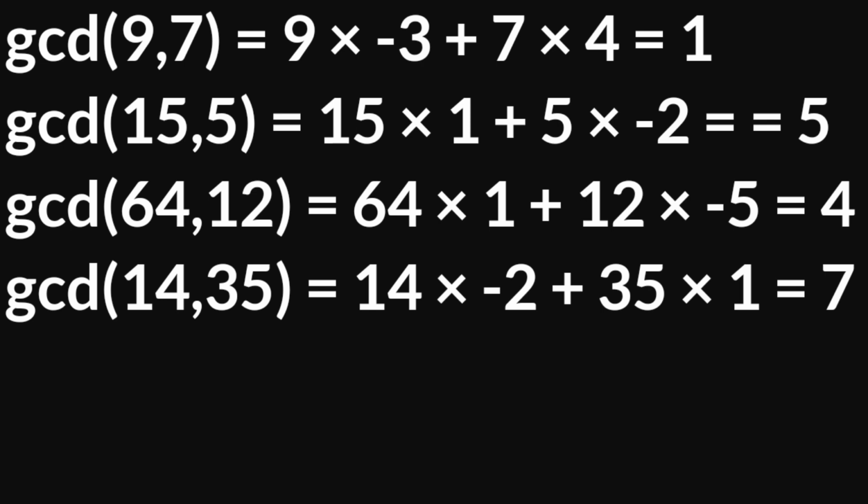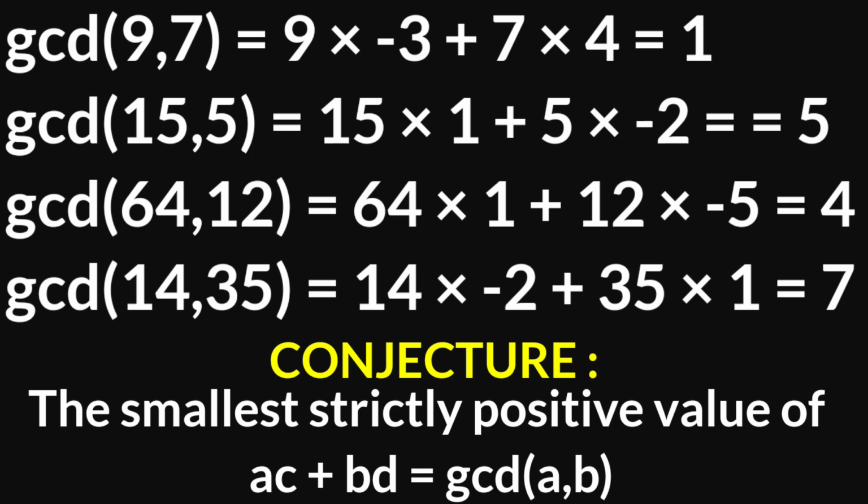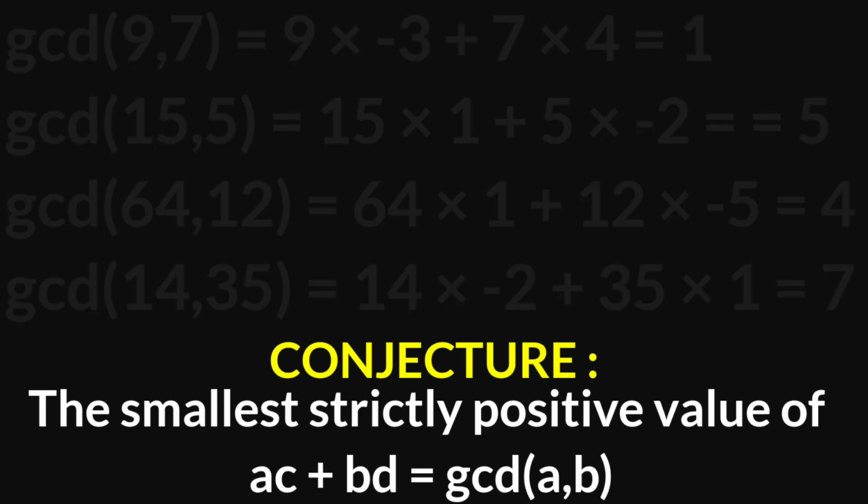If you're not convinced, try to come up with numbers on your own and reach a smaller non-zero positive number than their greatest common divisor. You'll quickly realize that you can't. But of course, this is not a way to prove, but rather a way to conjecture on how c and d are chosen. So I can conjecture that the smallest strictly positive value for a times c plus b times d is the GCD of a and b.